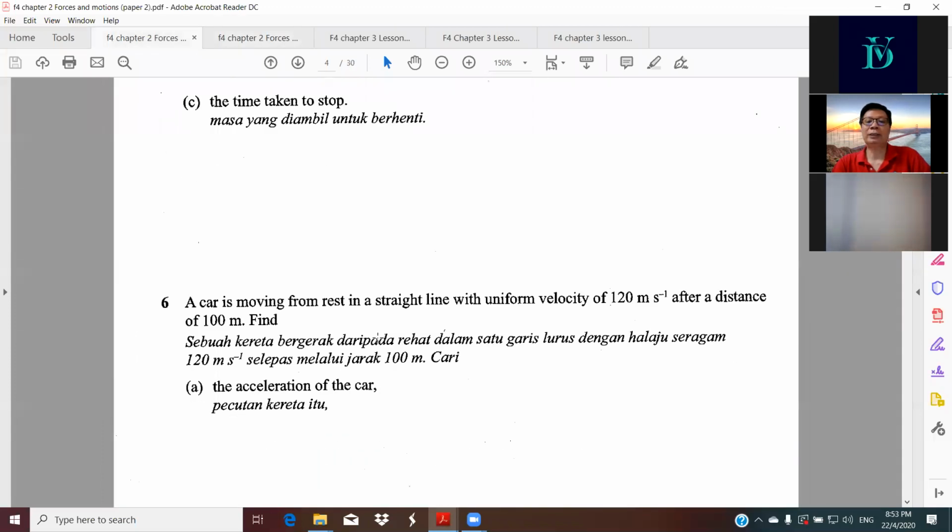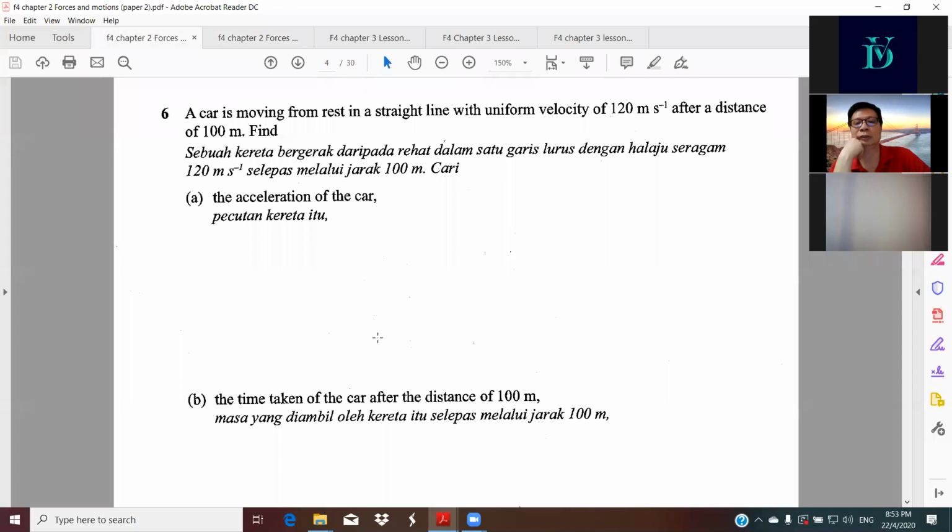Okay, question number 6. Read your question first. You can read here, or on your handphone, or on your computer screen. The car moves from rest in a straight line with uniform velocity 120 after a distance of 100 meters. Find the acceleration of the car.